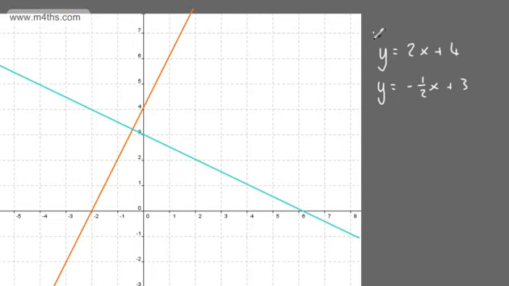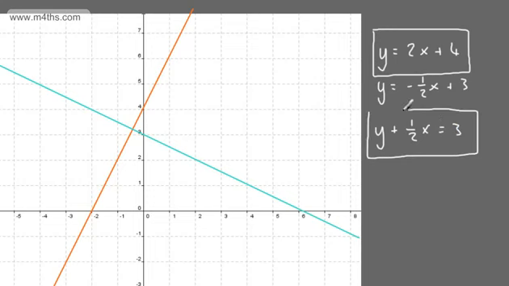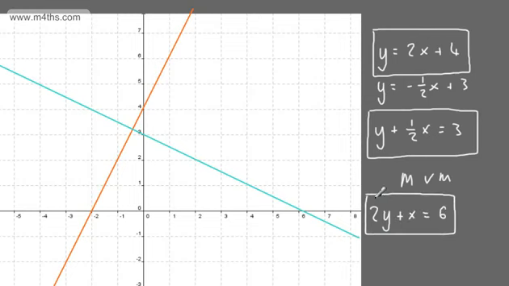Just be careful. If this was line 1, and then we had another line, and that line was y plus 1/2 x is equal to 3, just think, can I rearrange that in the form y equals mx plus c and evaluate their gradients? What we're trying to look at is m versus m. So if we can get them both in the form y equals mx plus c, we can do that. If they were really crafty, you might have something like 2y plus x is equal to 6, and you'd be asked if that is a perpendicular line now to that one. And it is, because if we rearrange it, we're going to have the same form. So they're perpendicular lines.